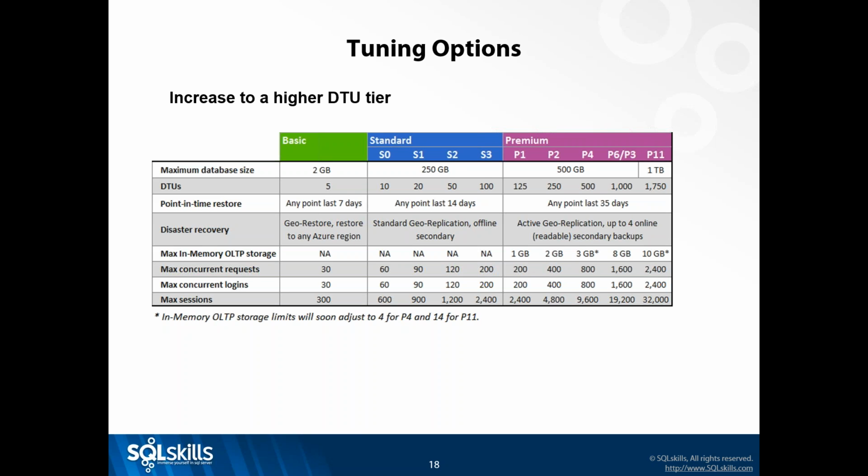So if I need active geo-replication that gives me 4 online readable secondary backups, then I might have to move to a P1 even though I may only need 20 DTU. Or if I need 35 days worth of backups, that's a minimum of a P1. If I need OLTP storage, again, that's premium, and the amount of OLTP storage is based upon your tier. So all those things, again, concurrent requests, logins, max sessions, some of those things, they increase with the tier of your server or your database.